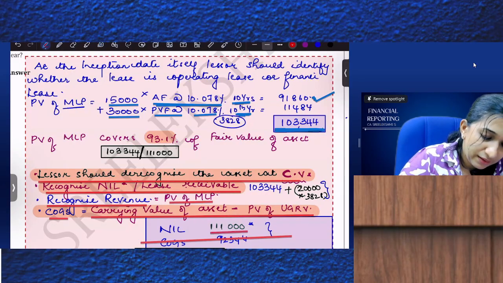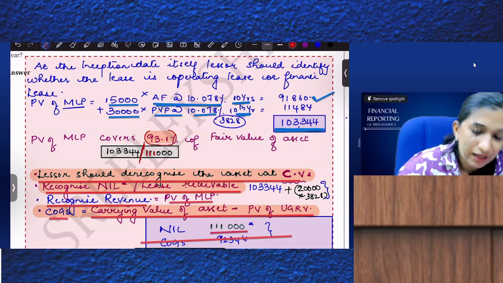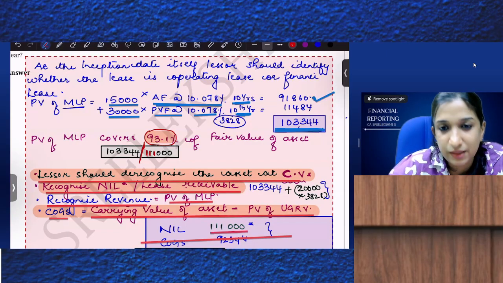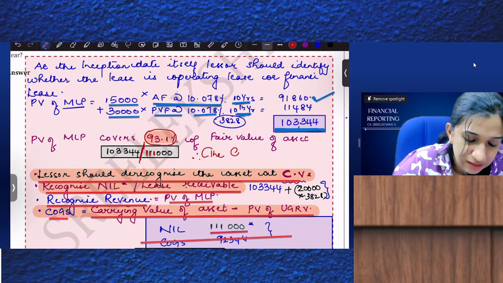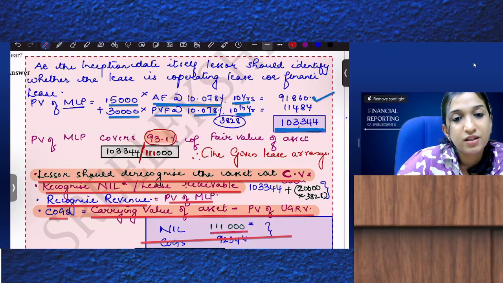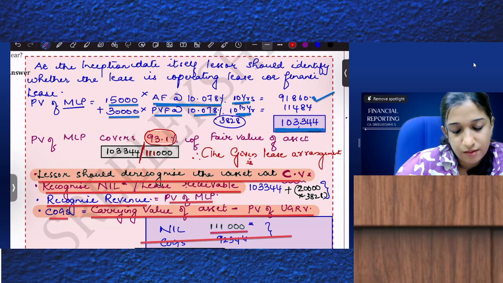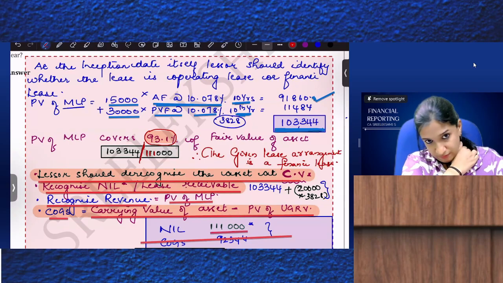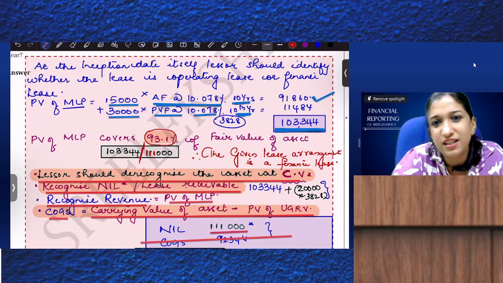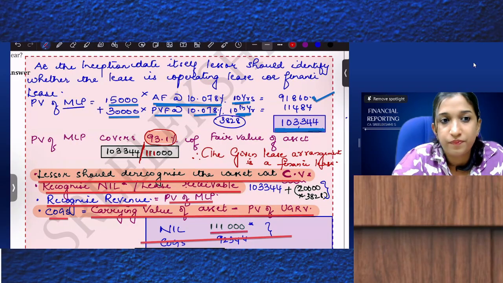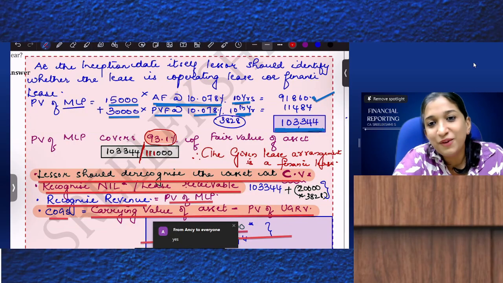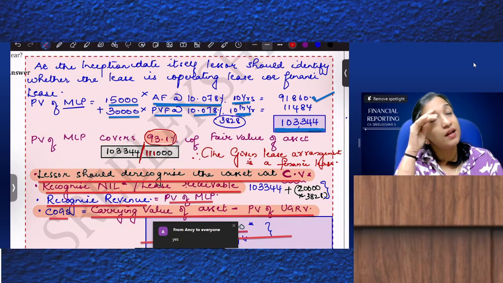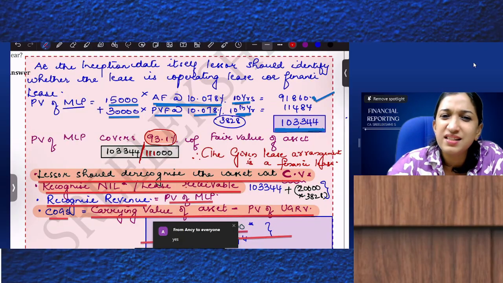So 1,03,344 divided by fair value. It is covering 93.1%. Therefore, the given lease arrangement is finance. First we identify it as a finance lease. Then what is my next step? My next step is accounting. Finance lease accounting. What is my first step?